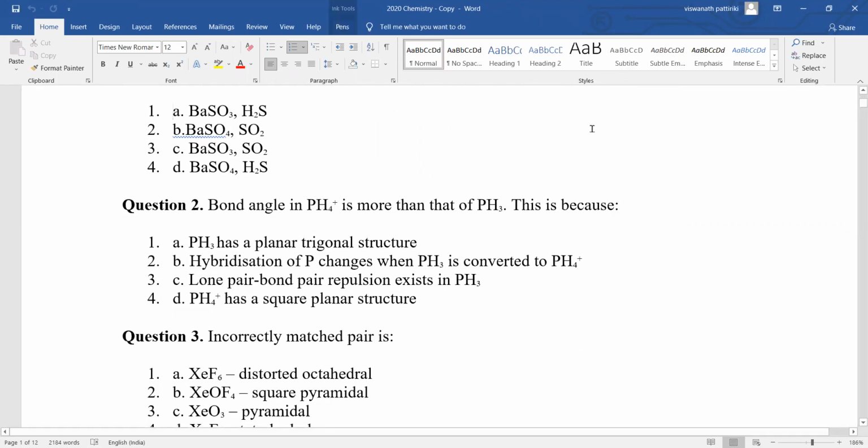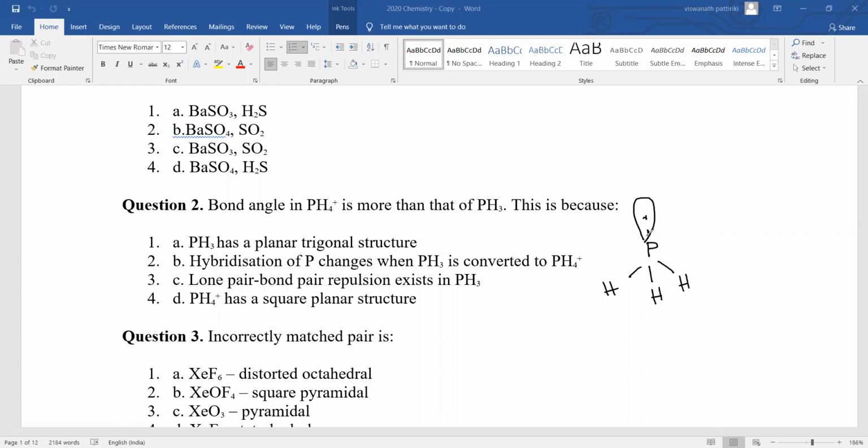In the case of PH3 there are repulsive forces between what? PH3 is pyramidal in shape like this. Lone pair-bond pair repulsion is more than the bond pair repulsion in PH4 plus. Because of this reason, the PH3 bond angle is 93.6 degrees and this is 109 degrees 28 minutes.